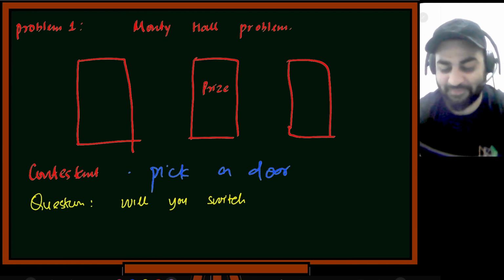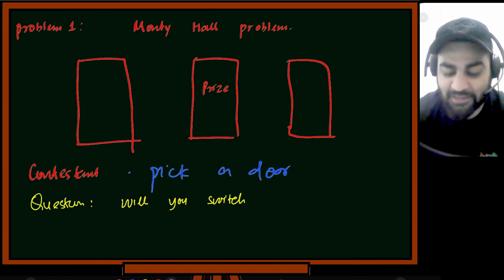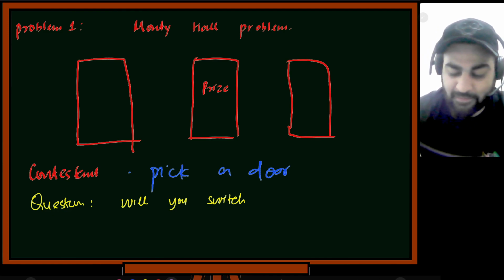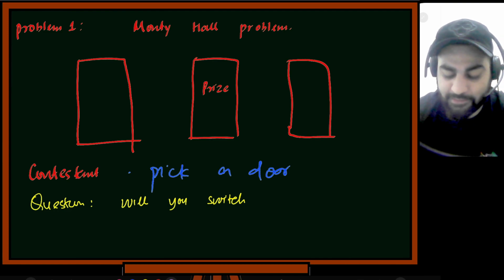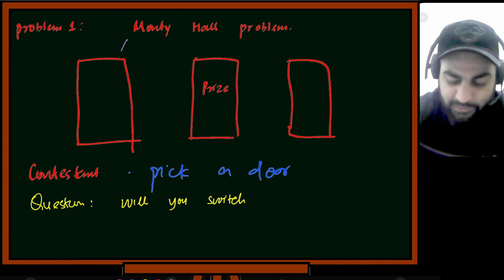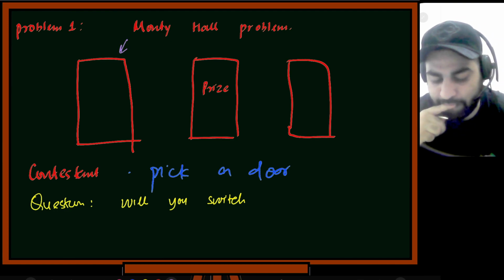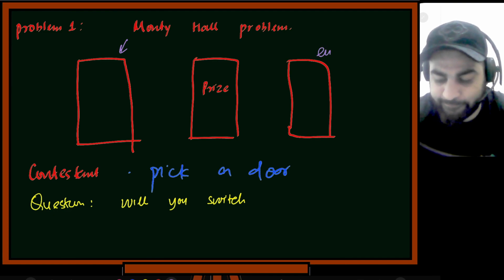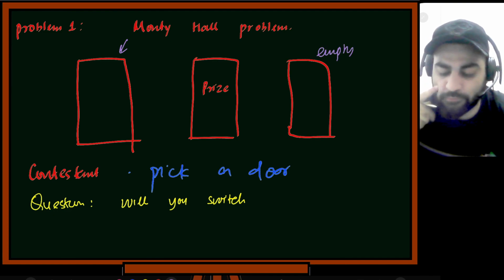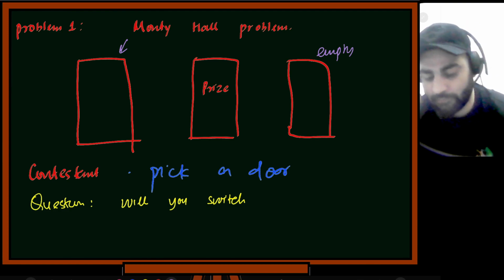Yes, sir. Here we need to switch the doors actually. If we draw the sequential tree, we see, for example, we choose the first one, and the host shows the third one is empty. So if I switch, I will get a prize. The same will be if I choose the first one and the host opens the first one. So here the probability will be 66%.